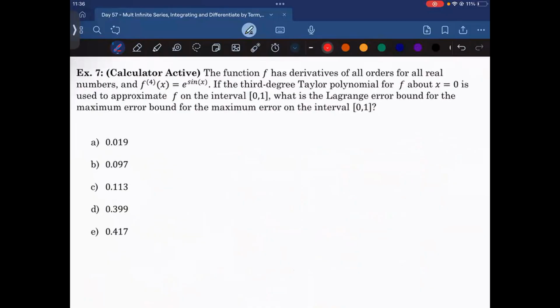Okay, example 7. So again, calculator active. The function f has derivatives of all orders for all real numbers. We are given the fourth derivative here. If the third degree Taylor polynomial is at x equals 0, woohoo, look at that. We have an awesome piece of information knowing that it's revolving around 0, which means it is a Maclaurin series. This is just the Taylor polynomial function from the front of the error or your next term.